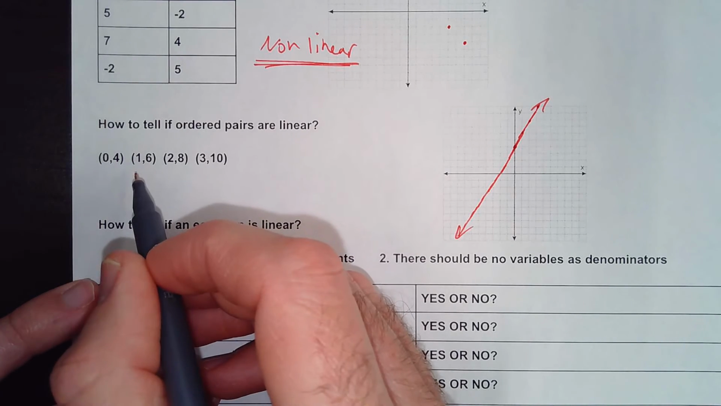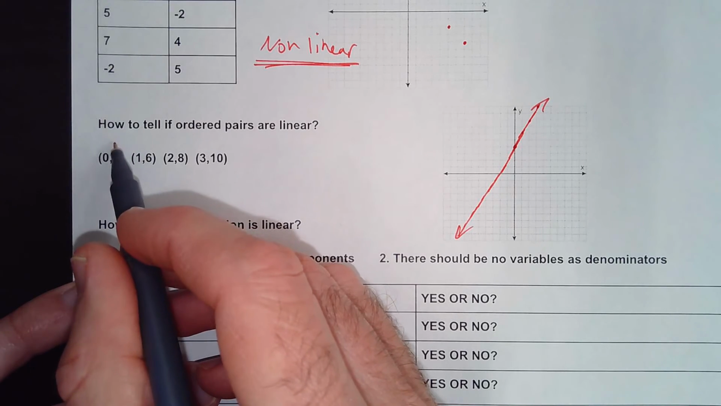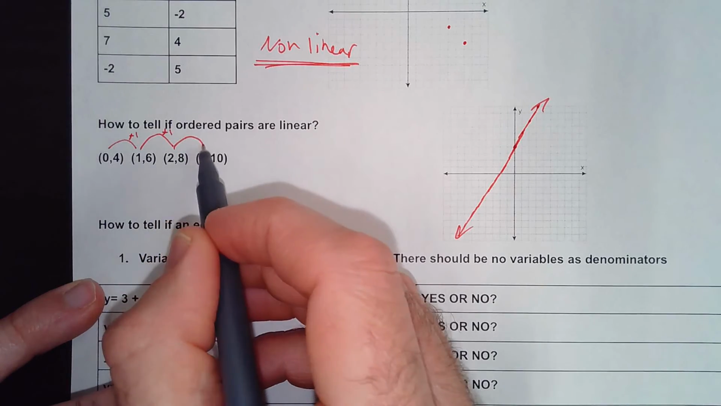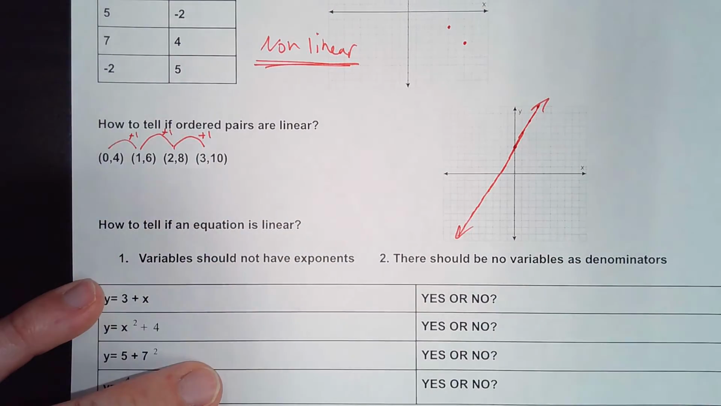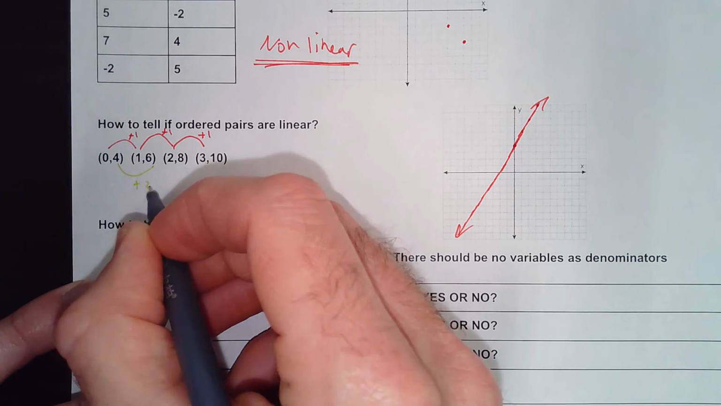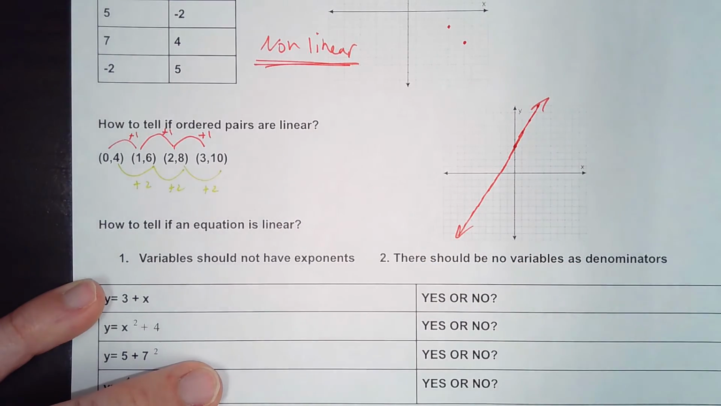Now this one was pretty easy to tell as I was graphing them that it was going to be linear, right? Because my x value was increasing by 1, plus 1, plus 1. As my x value was increasing by 1, my y value was increasing by 2. So it was a constant rate. It was increasing by the same amount.